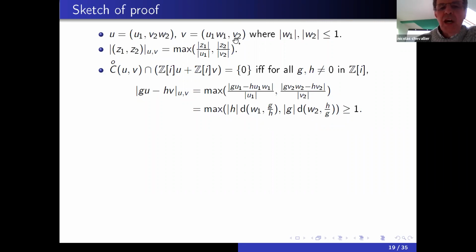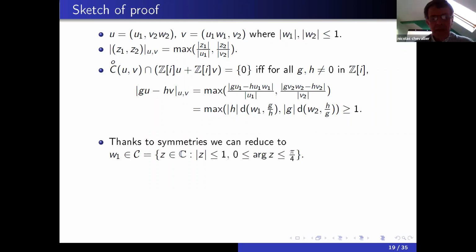And we see that it depends only on W1 and W2. It does not depend on U1 and V2, only W1 and W2. This is an important thing. We can, in fact, use some symmetries to reduce ourselves to the case where W1 is in this sector, the sector of points in the unit disk with argument between 0 and pi over 5.